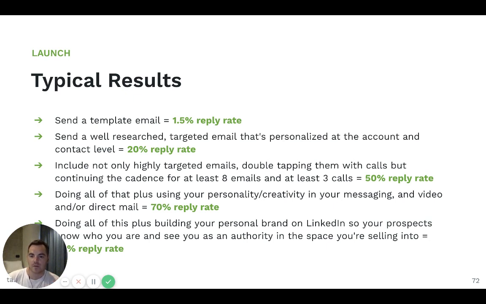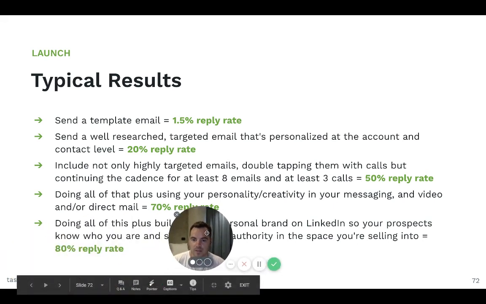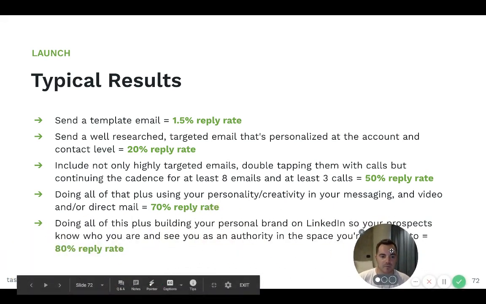that's a 50% reply rate. Doing all of the above, plus using creativity in your messaging and video or direct mail, 70%. And then if you do all of the above, but have also established yourself as a credible brand on LinkedIn, for example, you can expect an 80% reply rate.